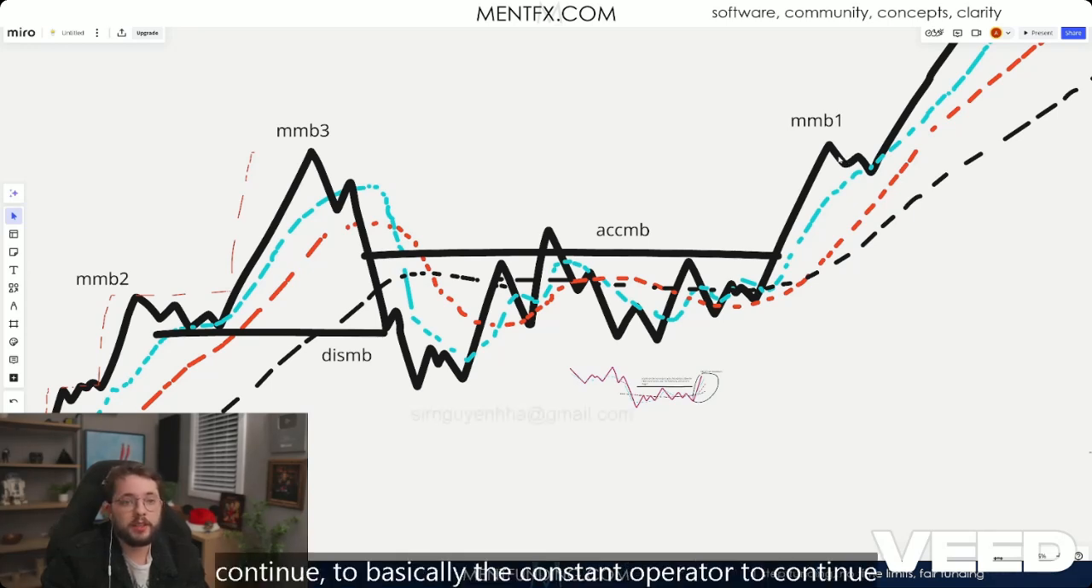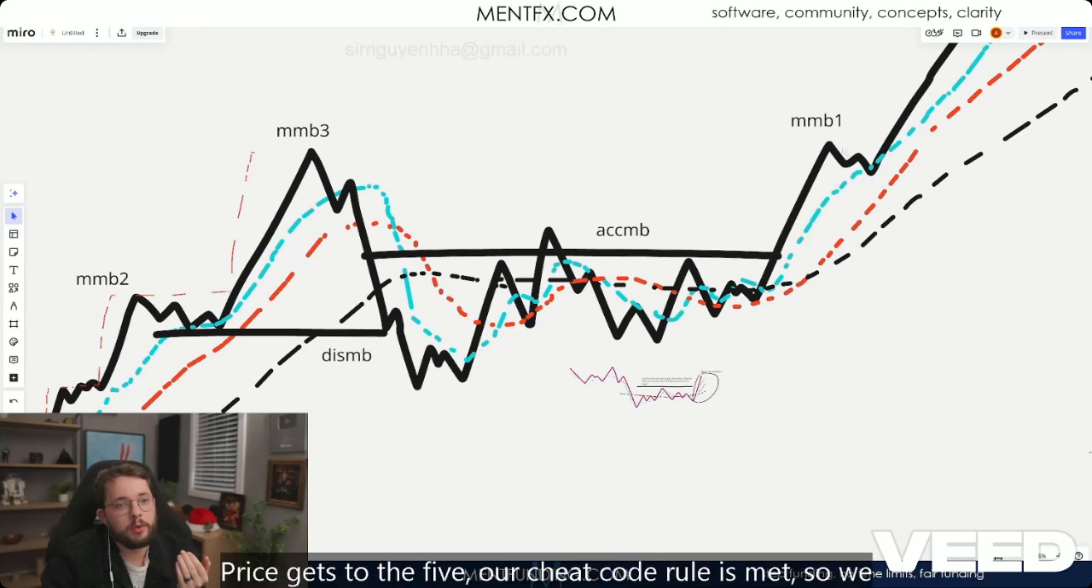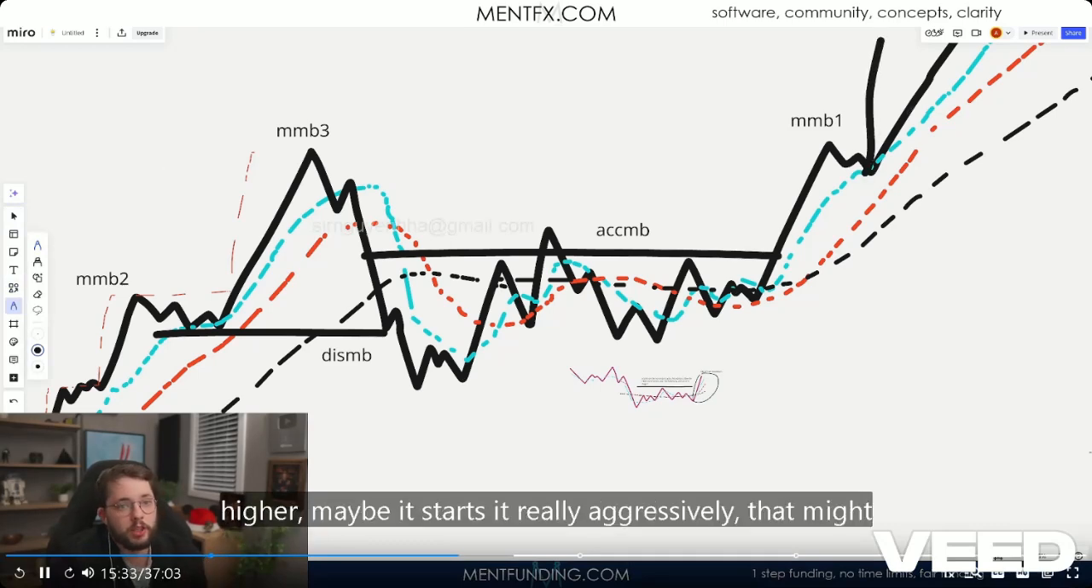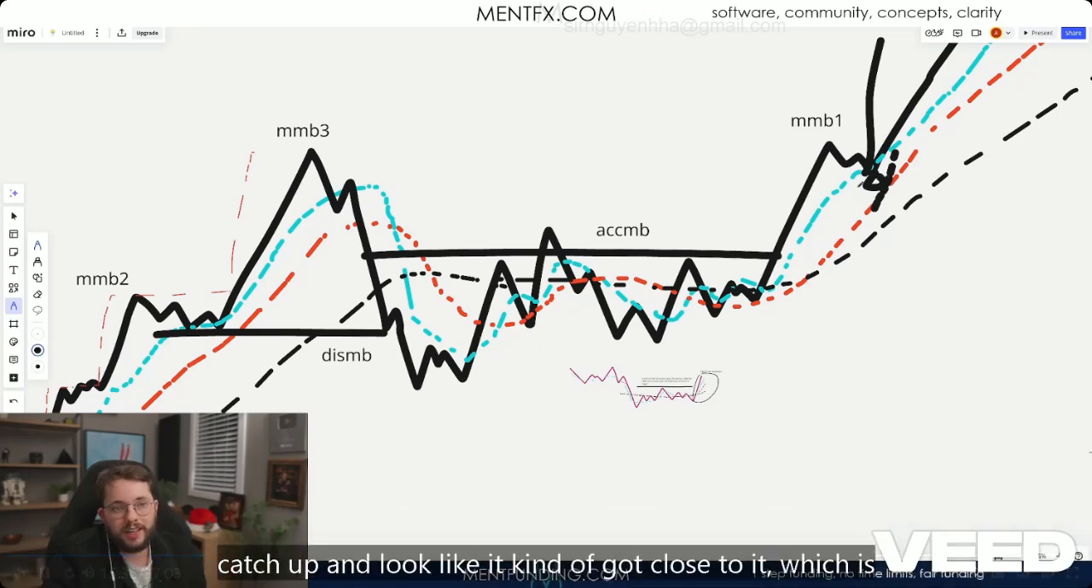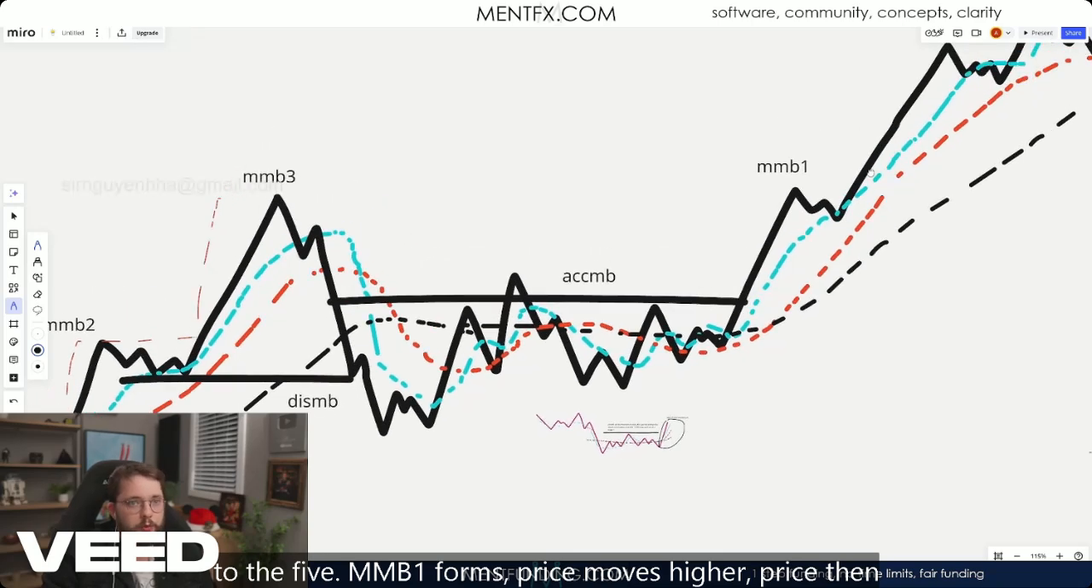We wait for price to continue, to basically the composite operator to continue buying this thing up at the rising 5, 10, 20. Price gets to the 5, our cheat code rule is met. So we know that as this thing starts to move higher, maybe it starts really aggressively, that might catch up and look like it kind of got close to it, which is exactly what we're going for. Prices pull back to or just above the 10 and 20. That's the rule, which means they get to the 5. MMB1 forms, price moves higher.